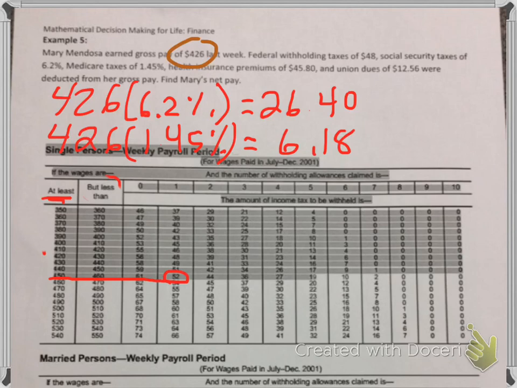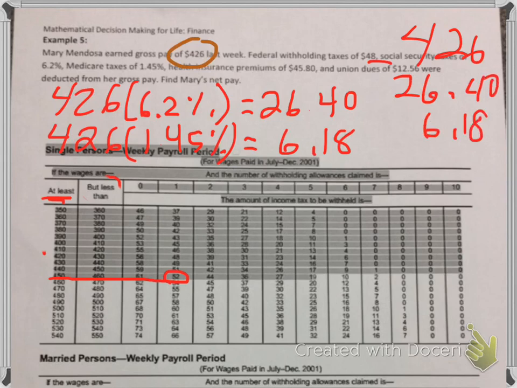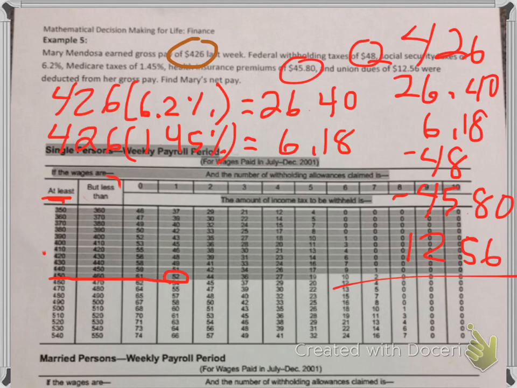So now I'm going to deduct all of those things from it. I'm going to take the $426. I'm going to subtract the $26.40. I'm going to subtract the $6.18. I'm also going to subtract the $48. I'm going to subtract the $45.80. And I'm going to subtract the $12.56. I don't think this person is going to have any money left. And you're just going to punch those all in your calculator and subtract them. When I did that, I got a total of $287.06 that they would be bringing home as their net pay after paying all of their withholdings on their taxes.